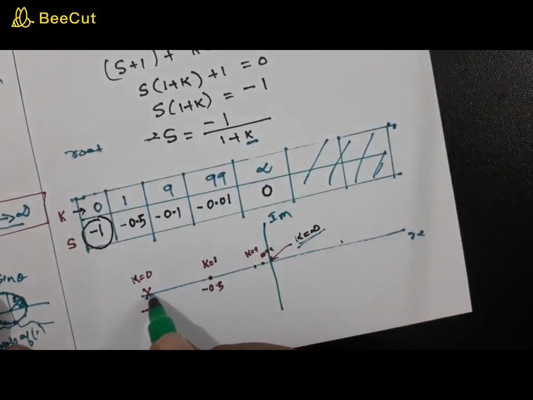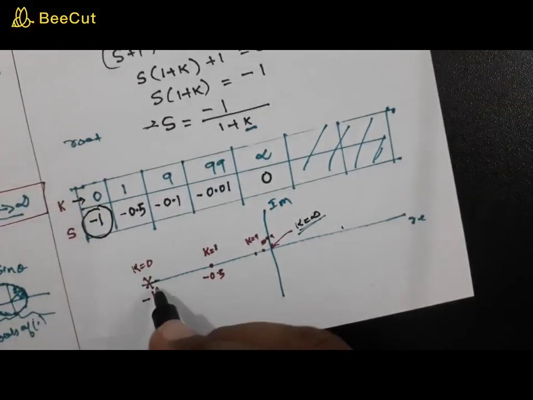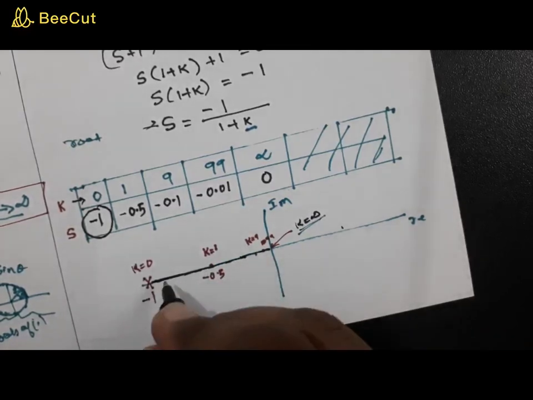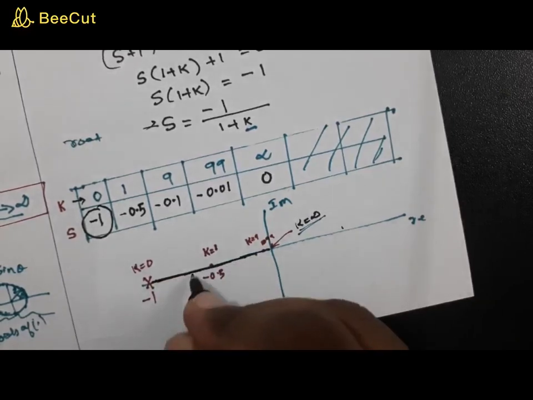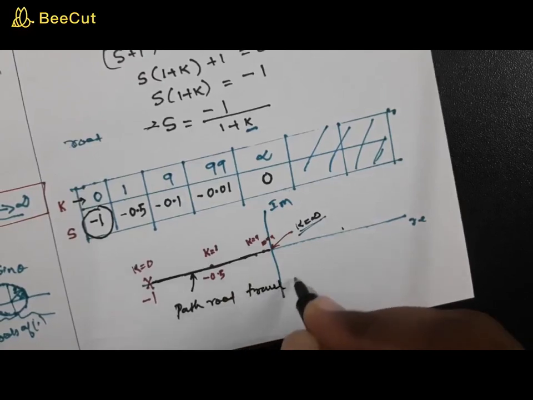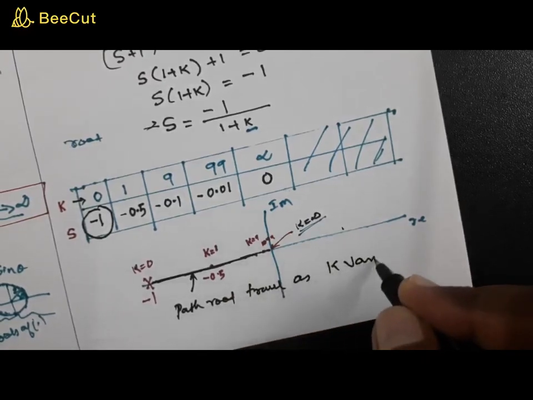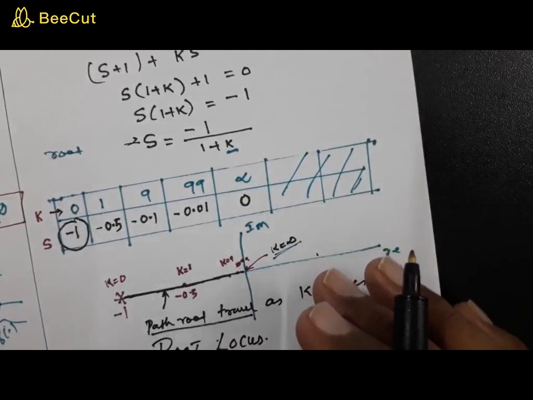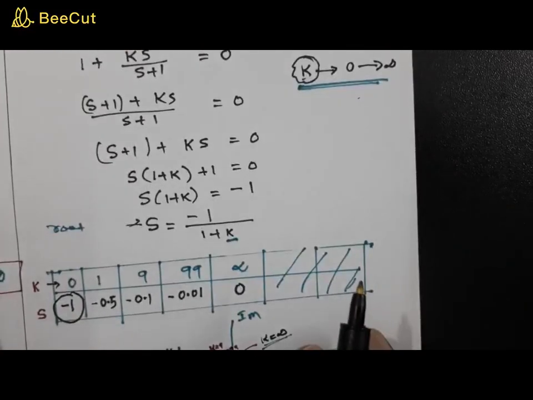So look at this path. This is the path that the root travels as k varies, and this path is what is called the root locus. By looking at the root locus, we can predict the stability based on the value of k. We will be seeing some more examples regarding this to give you a feel of the root locus.